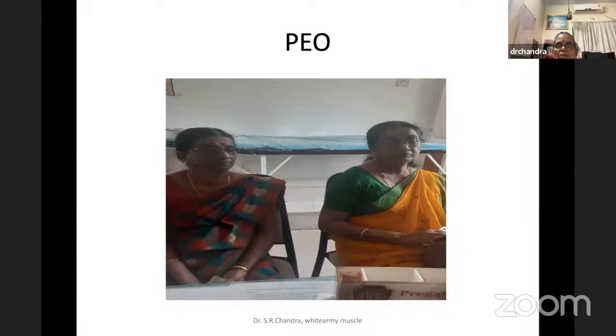This is two sisters with progressive external ophthalmoplegia syndrome. So it is a dominant condition that runs in families and generally does not become generalized unless it is oculopharyngeal myopathy. So these people did not have any systemic involvement, only eye muscles were involved. Symmetrical ptosis with pupil sparing, no fatigability, no diurnal fluctuation. So this is progressive external ophthalmoplegia syndrome.